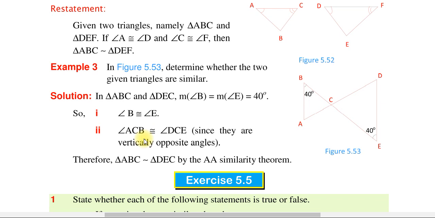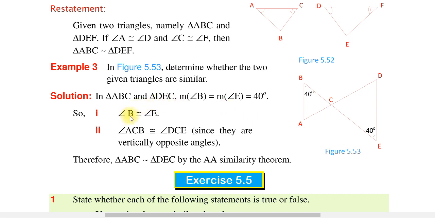And the other example is from this figure, determine whether the two triangles are similar. Okay, so in triangle ABC and triangle DEC, measure of angle B is equal to measure of angle E, which is 40 degrees. Okay, angle B and angle E are 40 degrees.